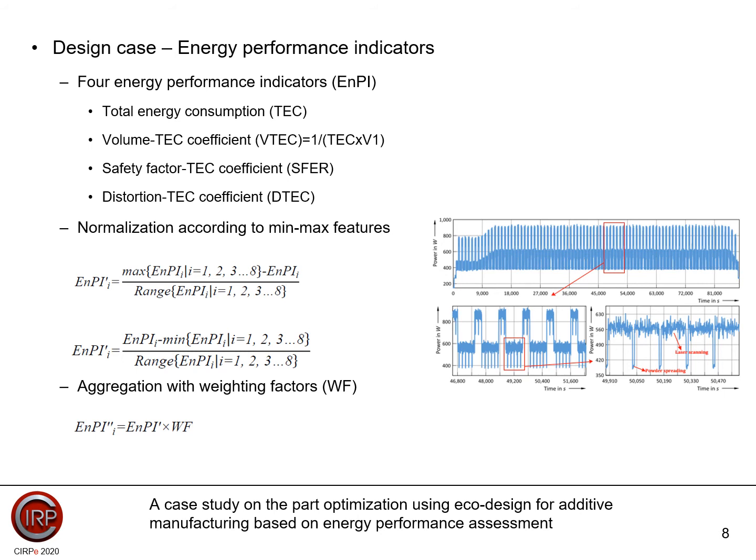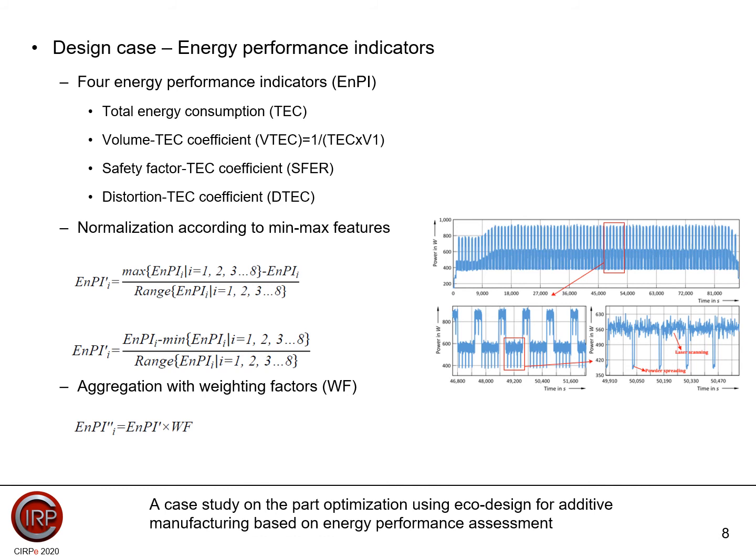Since these different indicators have different units, if we want to integrate them together, we have to normalize them. In this design case, we adopted the min-max feature approach, in which the range for all design cases for a specific indicator should be calculated first, and then we take the indicator for each design case and compare it with the minimum or the maximum indicator, and then the indicator for this case will be converted into a number between 0 and 1.